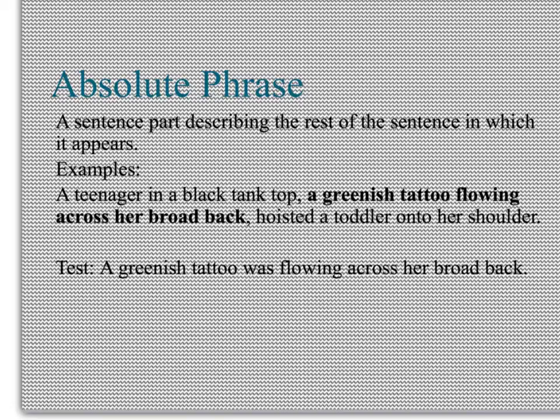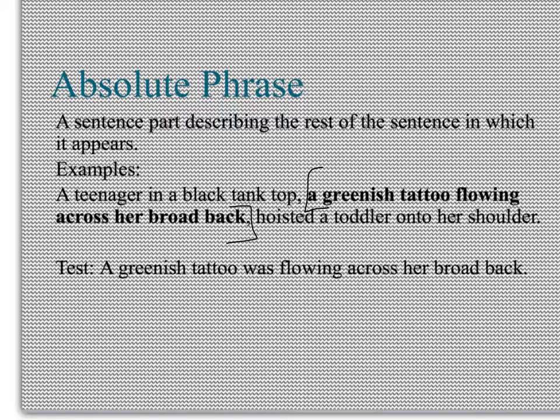An absolute phrase is a sentence part describing the rest of the sentence in which it appears. An example would be: A teenager in a black tank top, a greenish tattoo flowing across her back, hoisted a toddler into her shoulder. So the greenish tattoo flowing across her back is the absolute phrase. It's supposed to give some imagery.